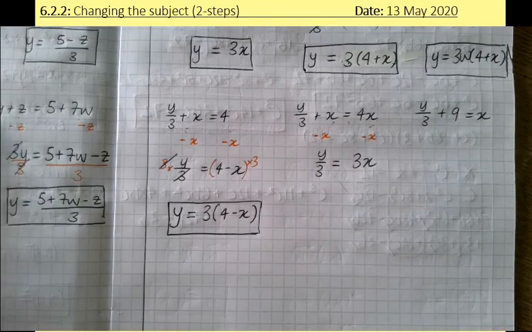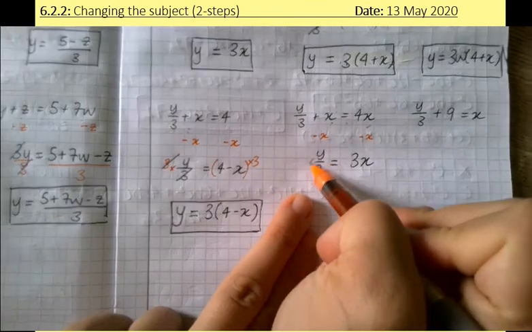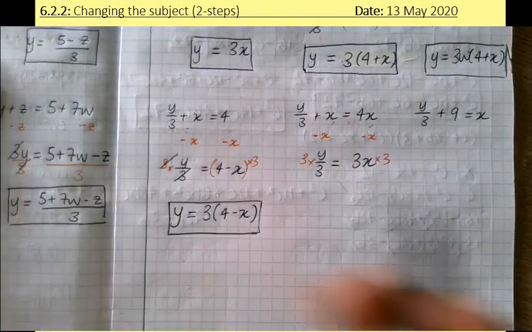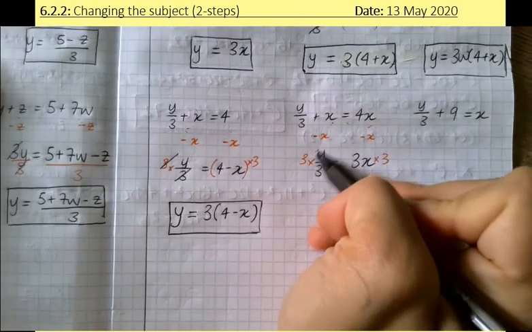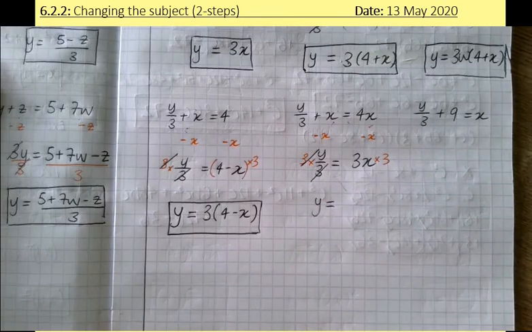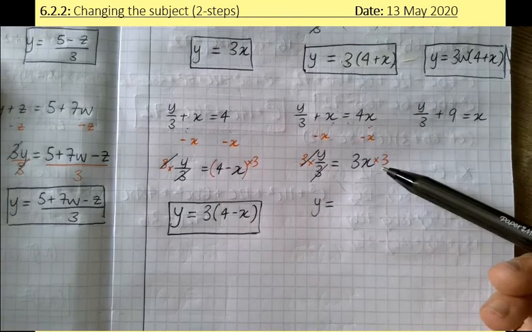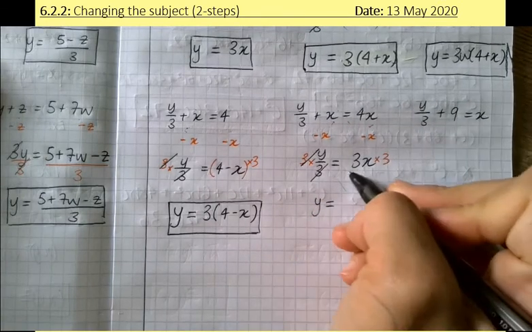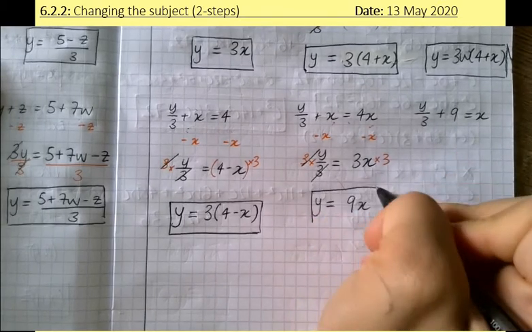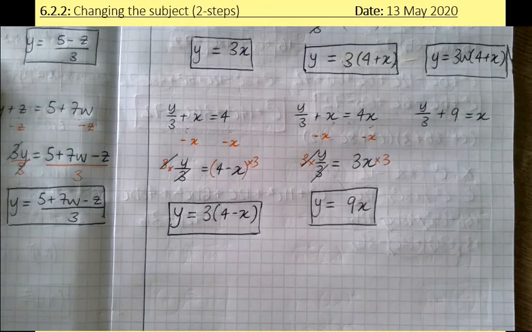And then to eliminate divide by 3, we're going to multiply by 3 both sides. So on the left-hand side, multiply by 3 and divide by 3 cancel to give us just y. And then on the right-hand side, 3x multiplied by 3 is 9x. So we have made y the subject, y equals 9x.